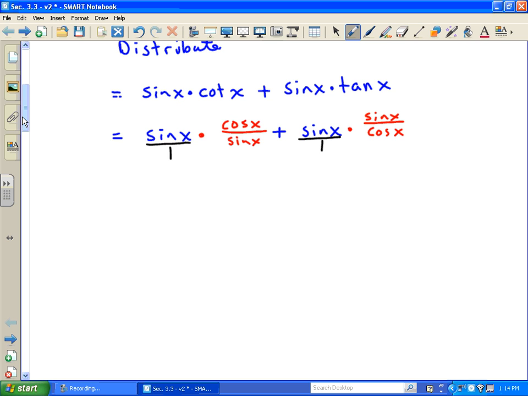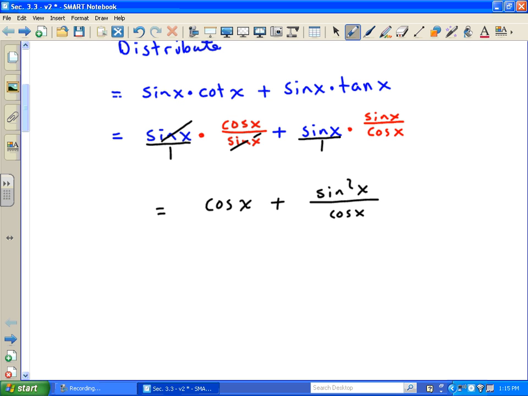One of the other guidelines said to do any kind of operations that you had. Well, at this point, I'm multiplying fractions. On the first fraction, I have a numerator that cancels with its denominator. And so in this case, I'm left with just cosine of x. On the second fraction, I don't have that situation where I can cancel. But I can multiply the numerators and the denominators. Sine of x times sine of x is sine squared of x. And then 1 times cosine of x is just cosine of x.